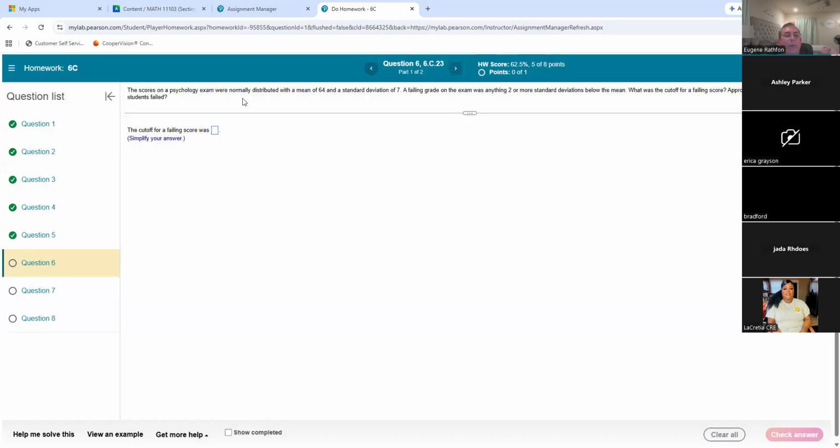All right, y'all, so let me show you what we mean by this. The scores on a psychology exam were normally distributed. So let me write this down. With a mean of 64 and a standard deviation of 7. So they're saying a failing grade on the exam was anything two or more standard deviations below the mean.